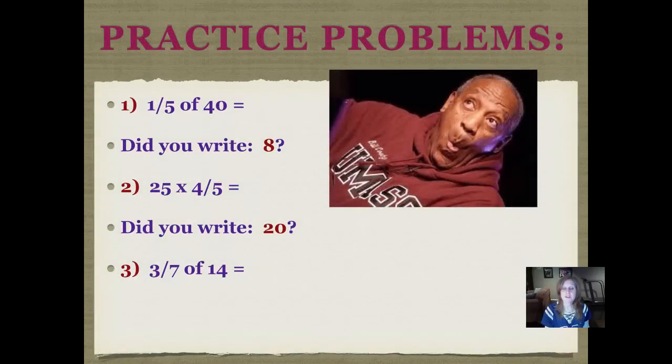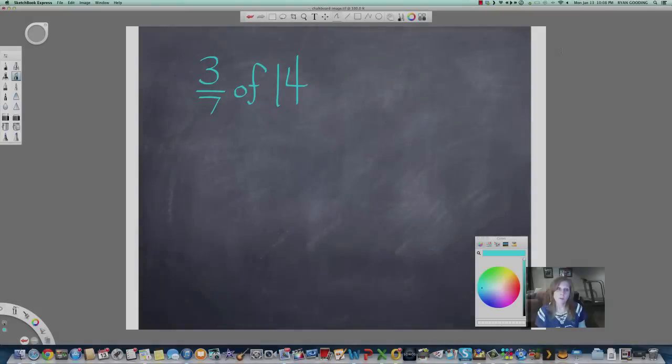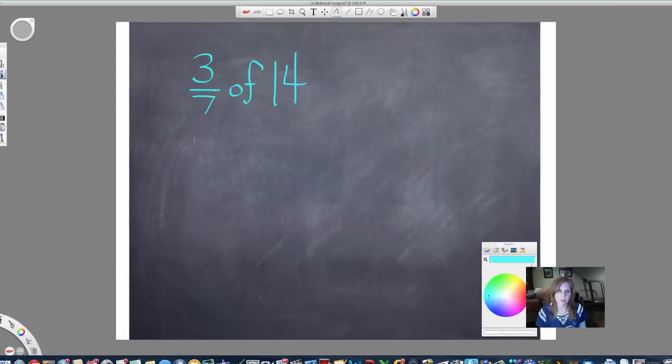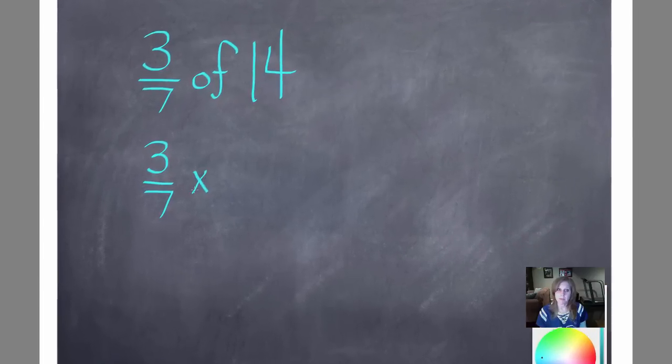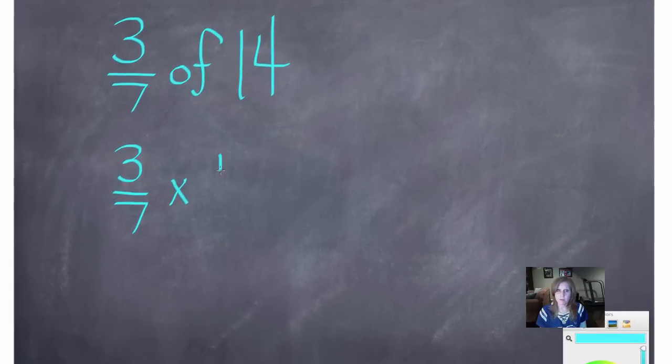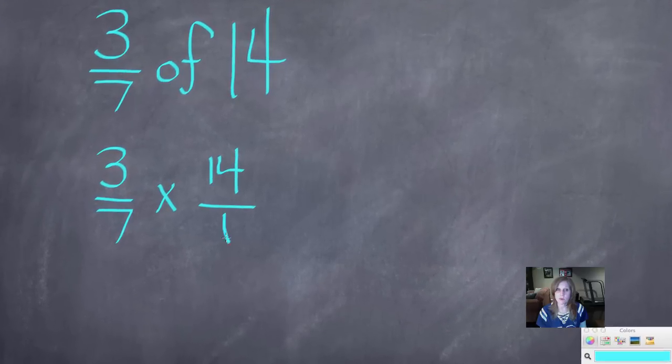Number 3, 3/7 of 14. Go ahead and pause it, figure it out, and push play when you've written the answer in your journal. Did you write 6? Let's go over it. So I'm going to write 3/7 of 14 as a multiplication problem. So 3/7 of means to multiply, and I'll rewrite my whole number 14 as 14 over 1.